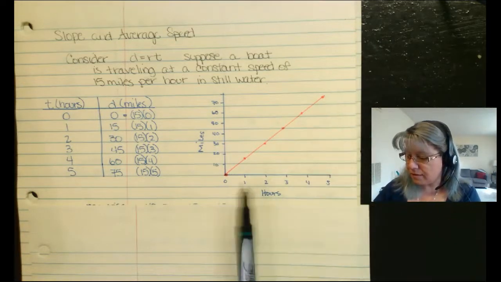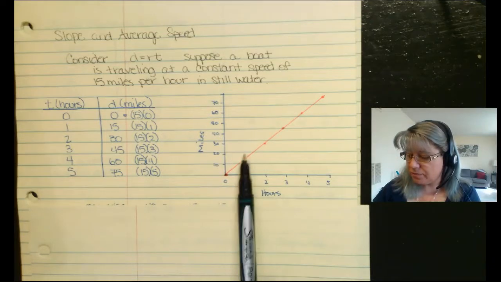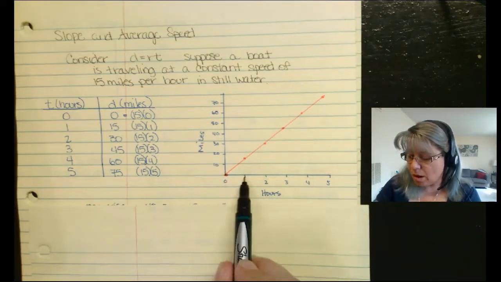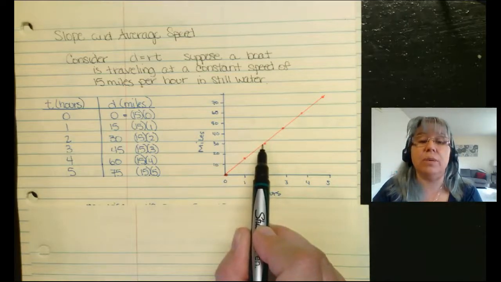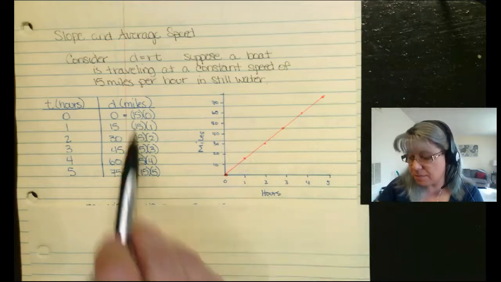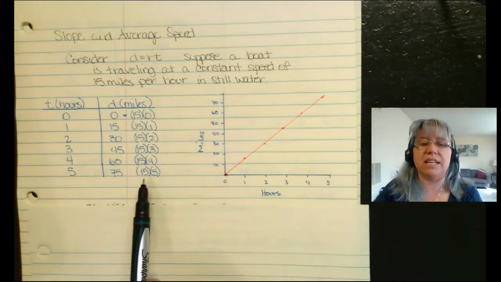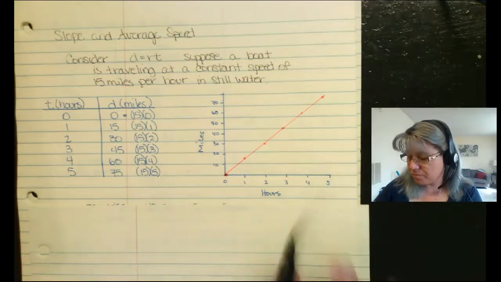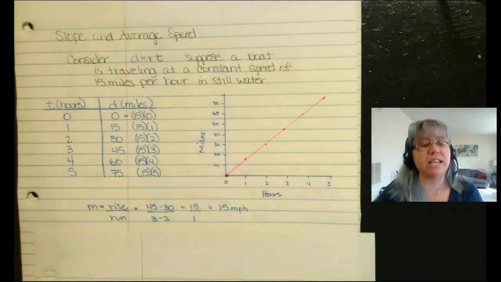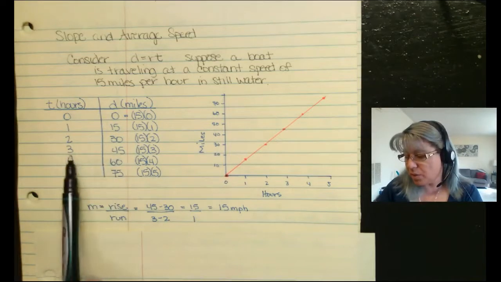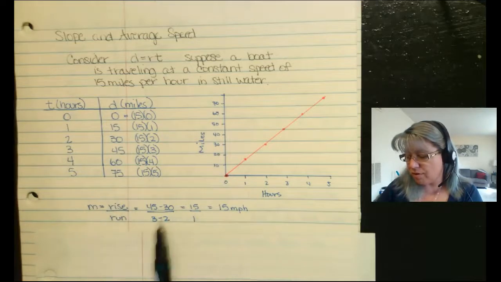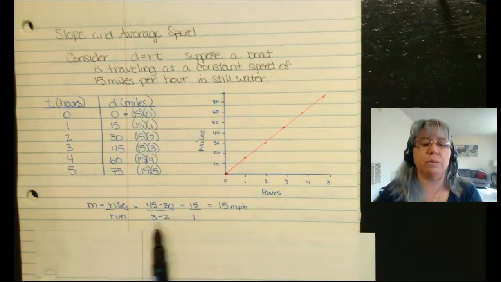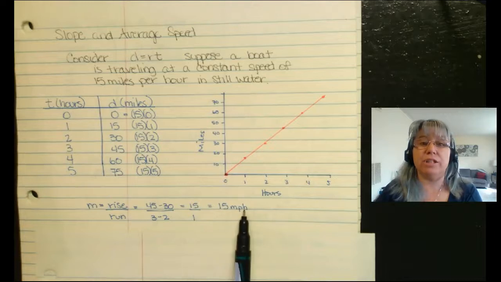And if we figured out that for every change of 1, the run is a 1, the rise is a 15. Run is 1, rise is 15, 15 over 1, that is a slope of 15, as to be expected because we're only changing it by 15 every single time. But we can take just two random points. We'll take 3,45 and 2,30. Plug it into our formula, 45 minus 30, all over 3 minus 2, 15 over 1. Average speed is 15 miles per hour.